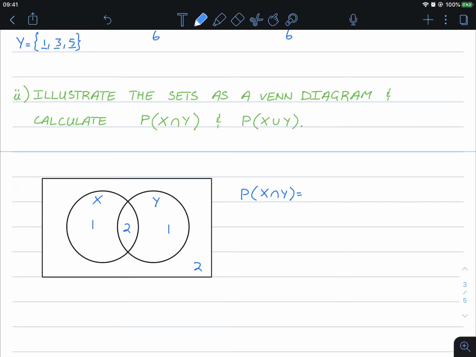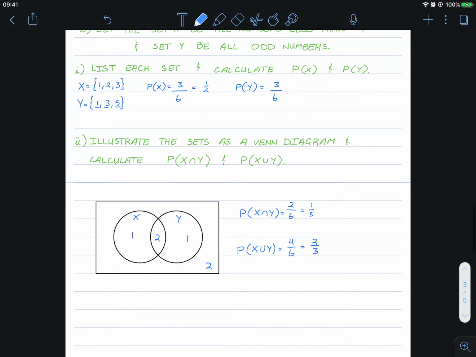Well, from just looking at the Venn diagram now, probability of X intersect Y, the intersection is here in the middle. It's 2 out of 6, which is 1/3. The probability of X union with Y, it's everything in here. So 1 plus 2 plus 1 is 4. 4 out of 6, which is 2/3.